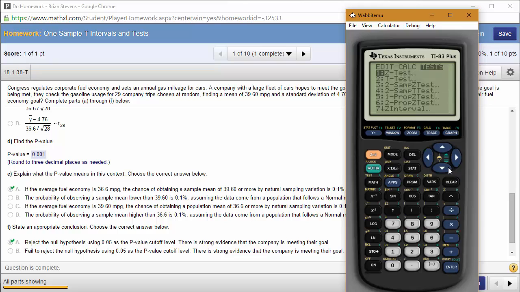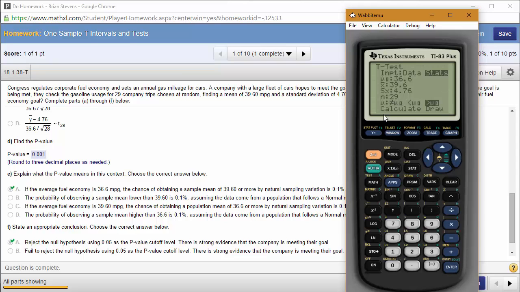If I go to stat test, I need to do a t-test because this is a 1 sample test of means. And I'm going to input the statistics and go here to mu naught. Once again, labeling stuff is very important. X bar is our sample mean. And let's hit enter. And then our sample standard deviation was 4.76, excuse me. Sample size is 29, and we are going to have to shade to the right.